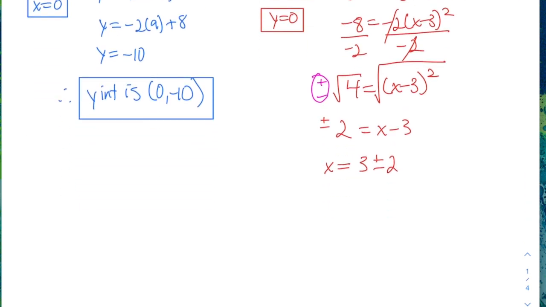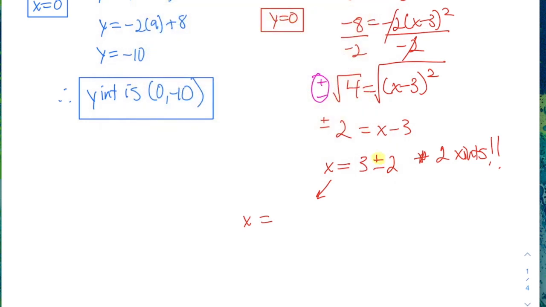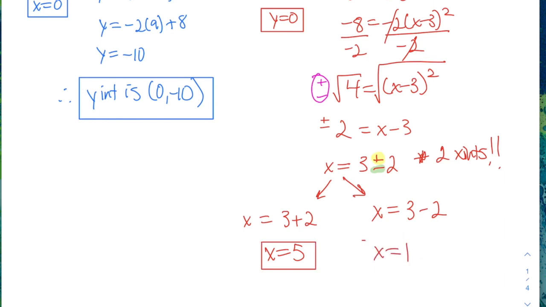What that means is that there are actually 2 x-intercepts. Okay, so the first one is going to be when I add 2. And my second x-intercept is when I take the subtraction of 2. So actually, I have 2 x-intercepts.